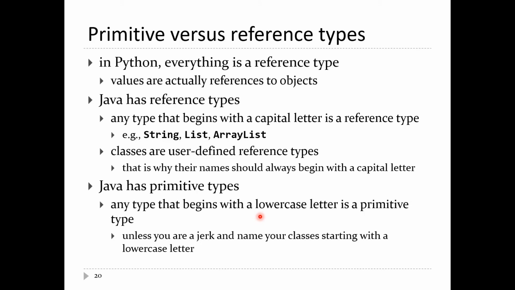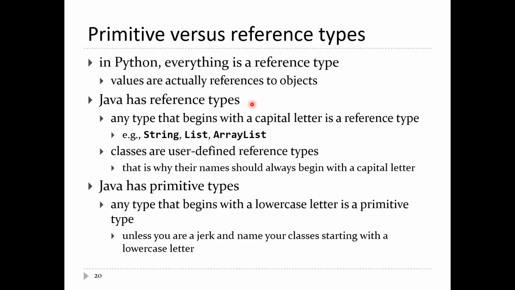Okay, so Java has a notion of primitive and reference types, right? So in Python, everything is a reference type, right? You may or may not have been taught that in your previous courses, right? But values are actually references to objects. And I'll show you an example of that in a moment. Java also has reference types.